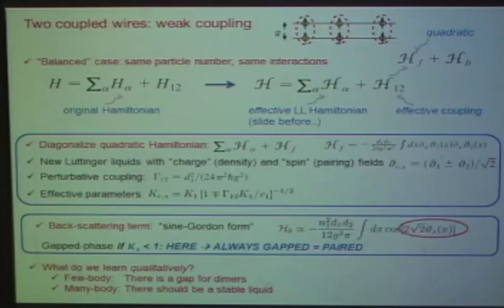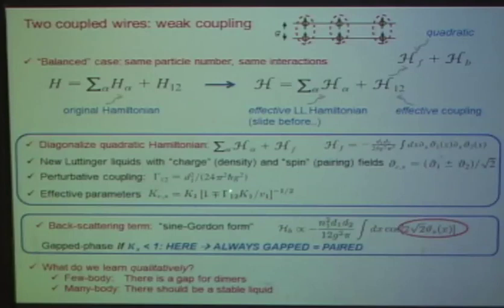All this to say the following: if you have a quadratic term, you can just rediagonalize your Hamiltonian for basically this piece here. And then you get two other Luttinger liquids, which are now coupled. You have new fields, which are basically a combination of the original fields. For example, the density comes as a plus-minus combination of the density in the two wires. And then you have some effective kappa also, a combination of the original ones. For example, for the so-called spin, which is the pairing, it will become the original kappa divided by one plus some coupling and then some kappa again.